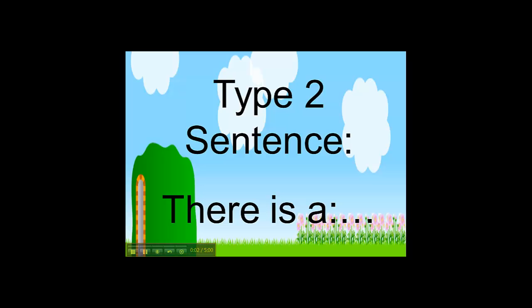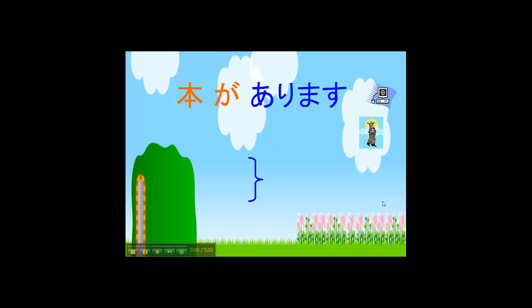Type 2 sentences. There is a something. Let's have a look at our example. 本があります. Now this can mean one of two things. There is a book, or I have a book. We can translate that into two different sentences in English, but essentially it's the same meaning.